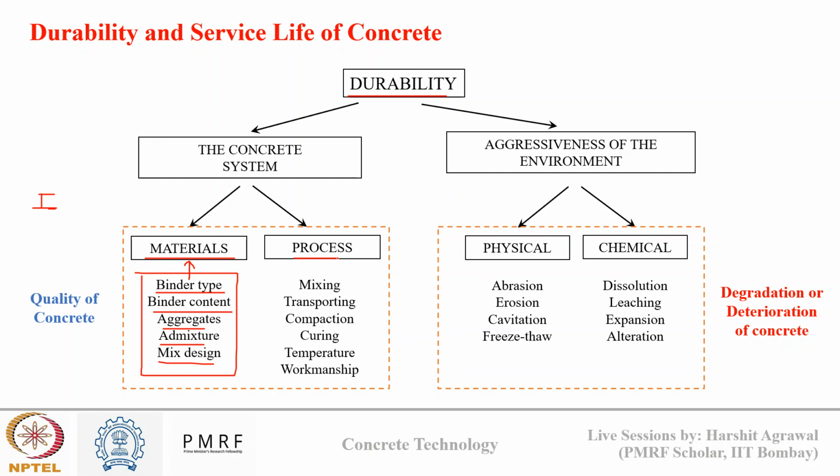Then there is the process, which includes mixing, transportation, compaction, curing, temperature, and workmanship. All these processes we have seen can affect the condition of our concrete in terms of honeycombing, cracks or voids if they are not done properly. From mixing to pouring, the concrete should be poured below its initial setting. Then it will spread homogeneously and there won't be any major voids in the concrete.